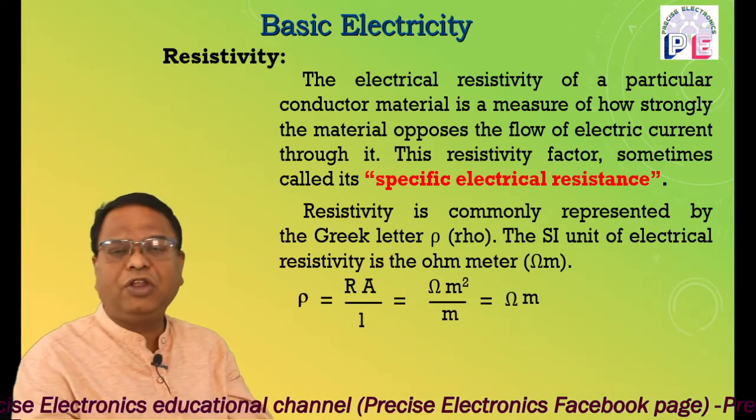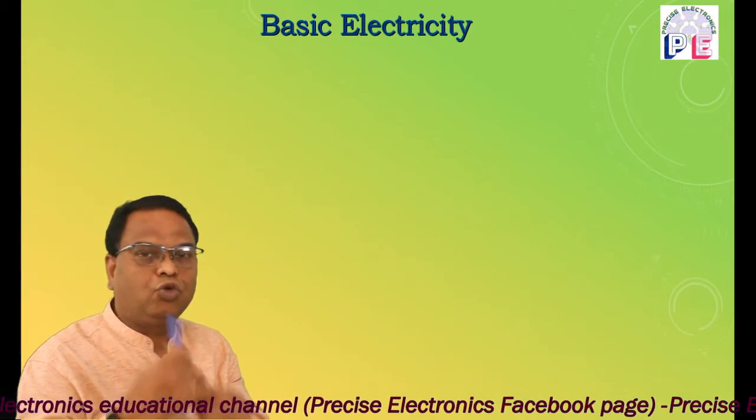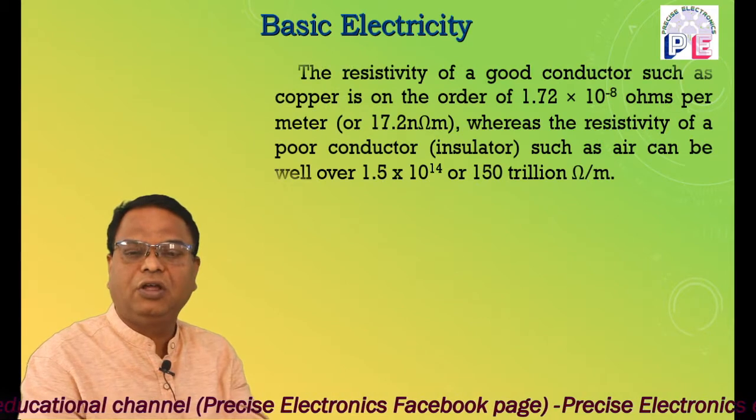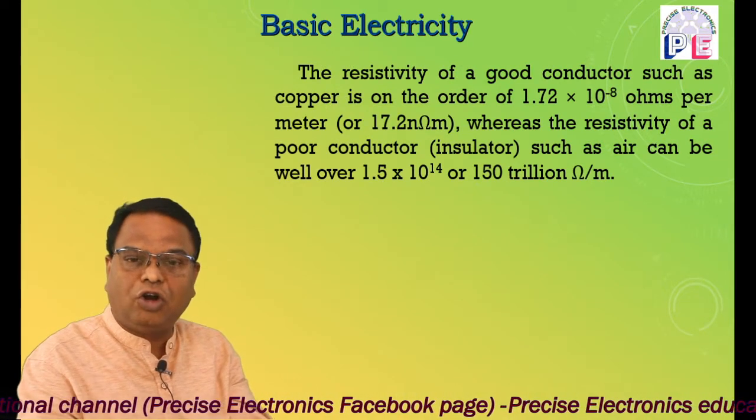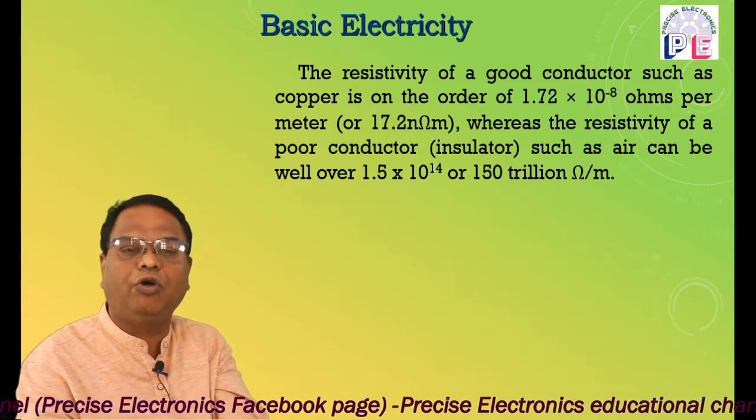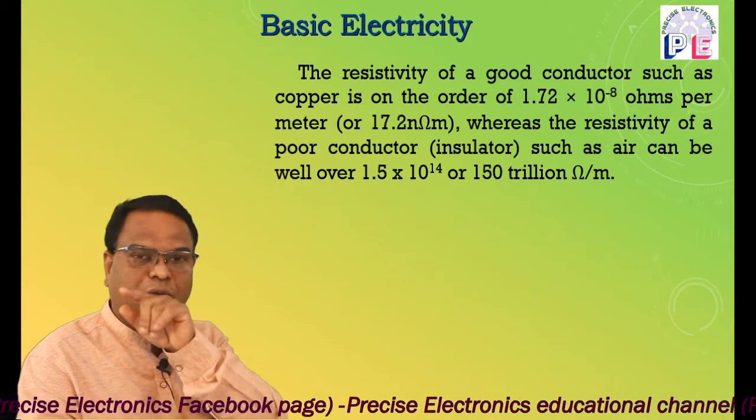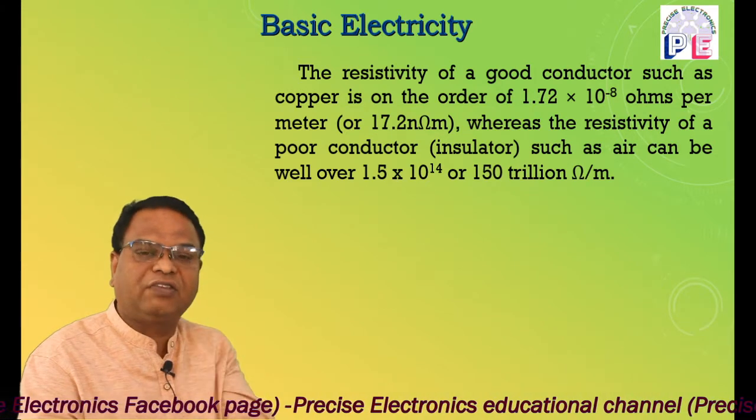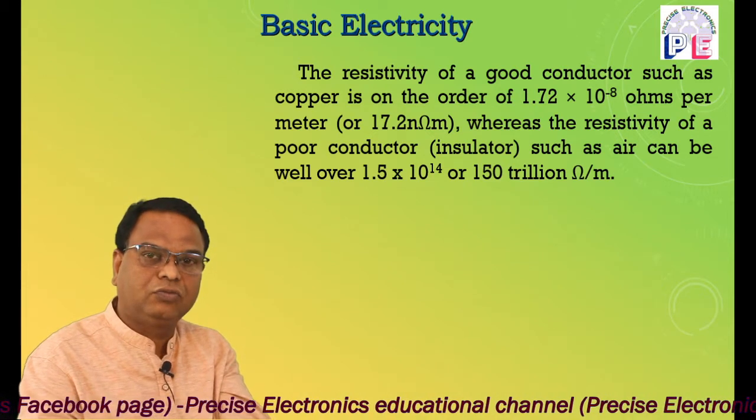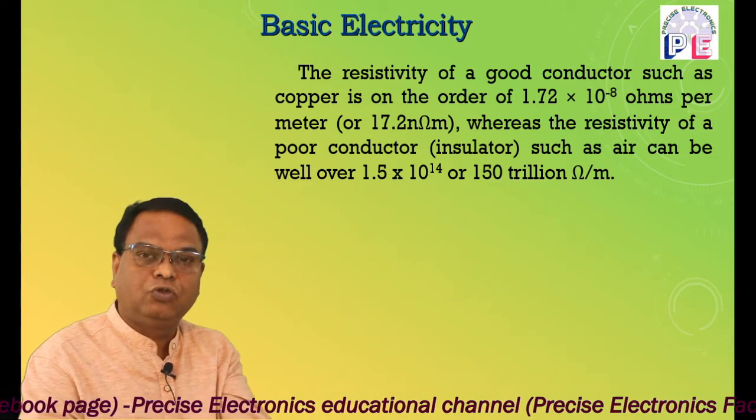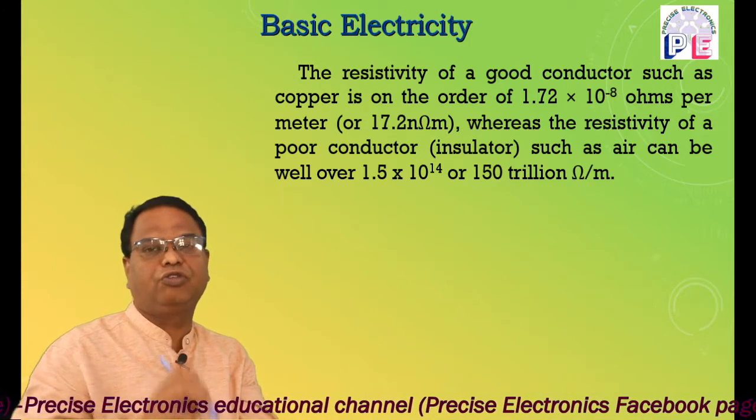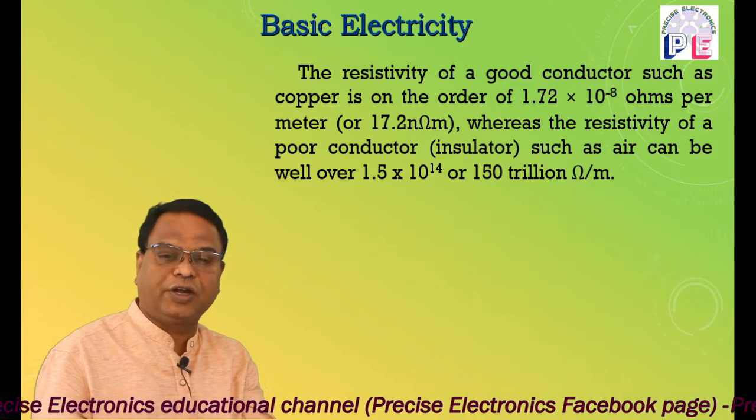Now the resistivity of a good conductor. Good conductors obviously include copper. So the resistivity of a good conductor, copper, is very low, in the order of 1.72 into 10 raised to minus 8 ohm meter, that is 17.2 nano ohm meter. Nano means it is very low. So the specific resistance of copper is 17.2 nano ohm meter. It gives a very low opposition to the flow of current.